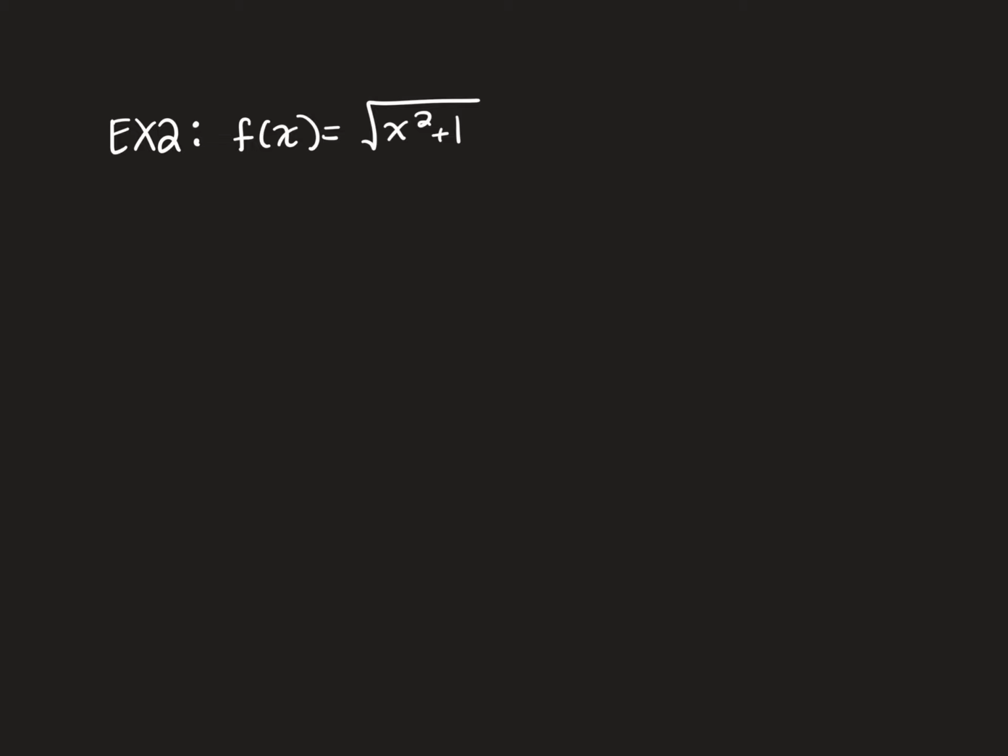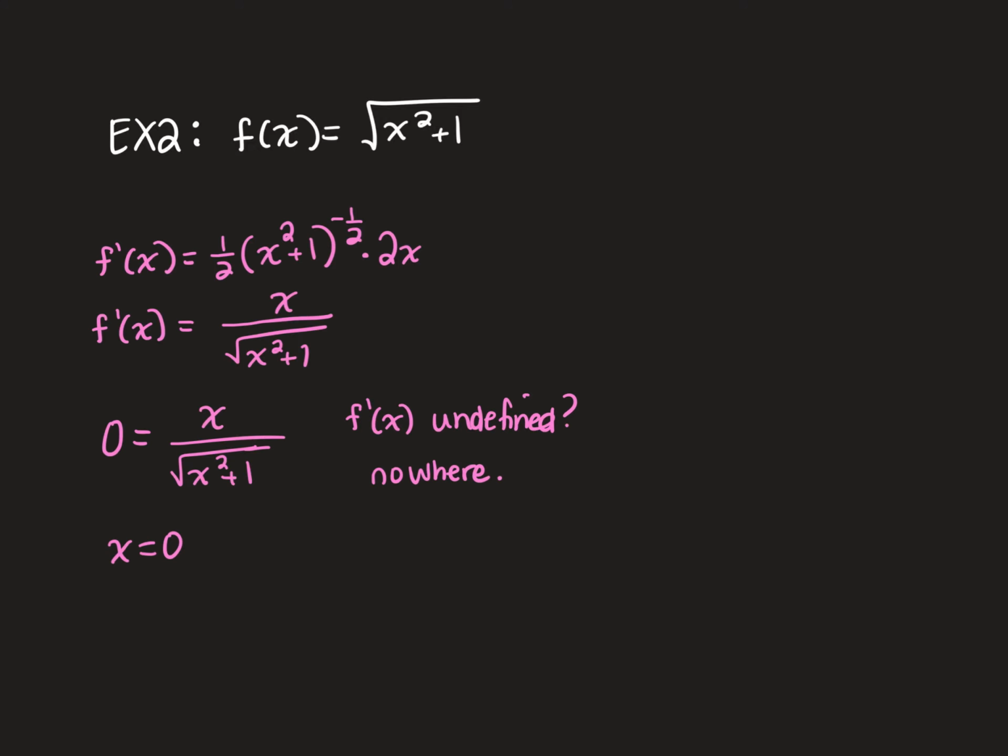Okay, so here's our second example. I'm going to give you some prompts and I'm going to ask you to try to do these things on your own. So the first thing I want you to do is find the first derivative and then figure out your critical numbers. So pause the video here, find the first derivative, find the critical numbers, and then come back and check your work. Okay, so your first derivative, you should be able to see here.